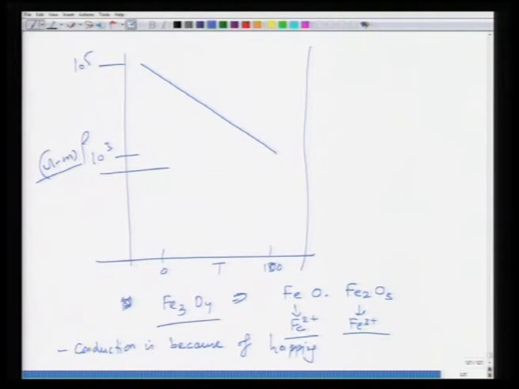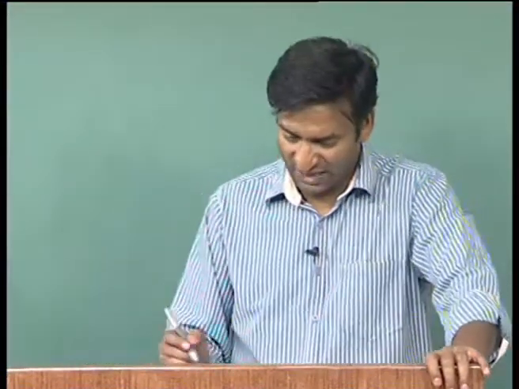hopping of carriers, and this is between the equivalent sites. So, for instance, you can have this fluctuation from Fe3 plus to Fe2 plus, or back and forth. You have similarly nickel as well. Nickel can also exist in Ni2 plus and Ni3 plus state. You have manganese 3 plus to manganese 2 plus state.